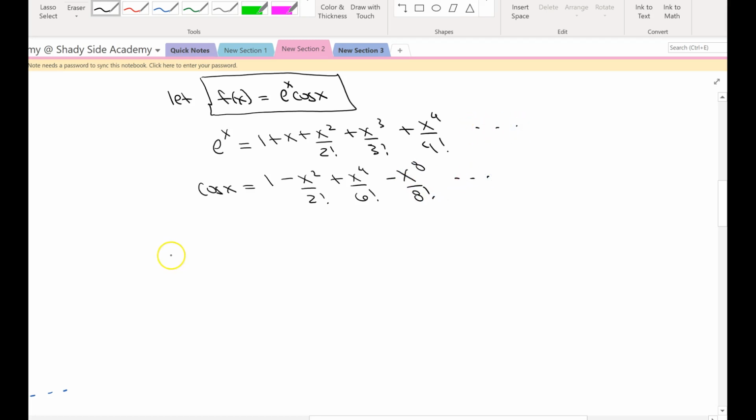Okay, if you are asked to find the Maclaurin for e to the x cos x, what you can simply do is multiply the Maclaurin of e to the x with the Maclaurin of cosine x. And that may sound incredibly intimidating and arduous, but it really isn't. So just watch me for a second. Let me do a setup, and you'll see how we do this, okay? Let's write it out first.